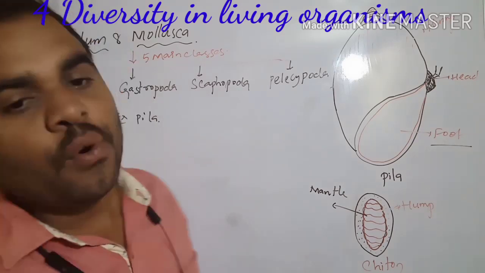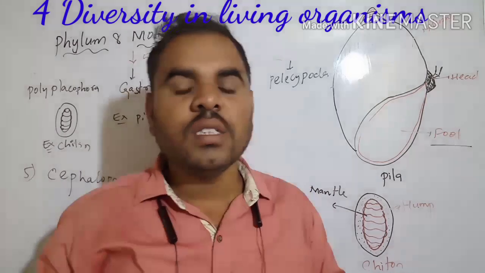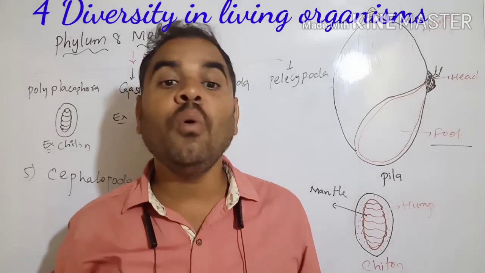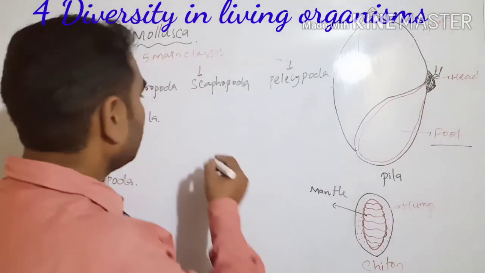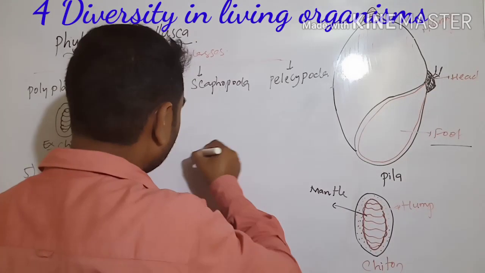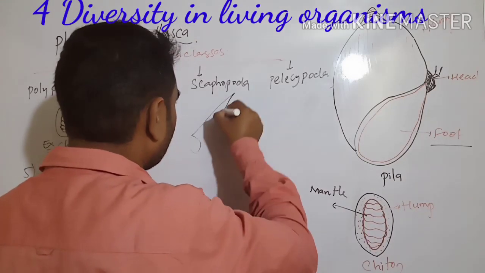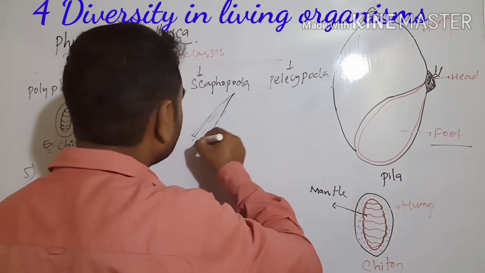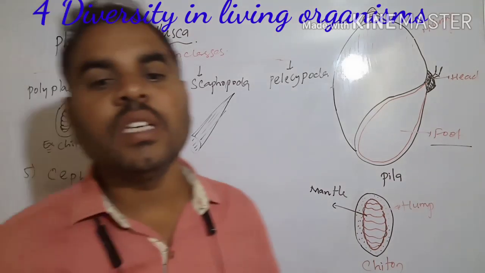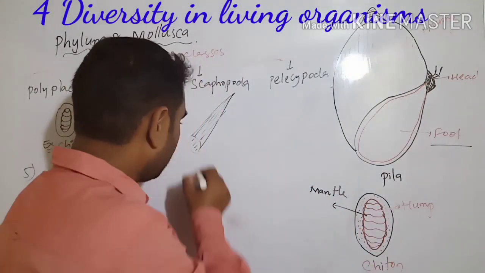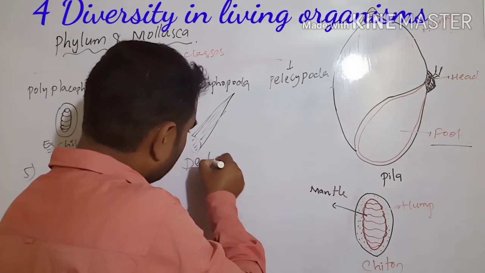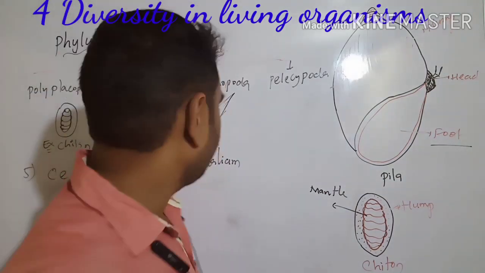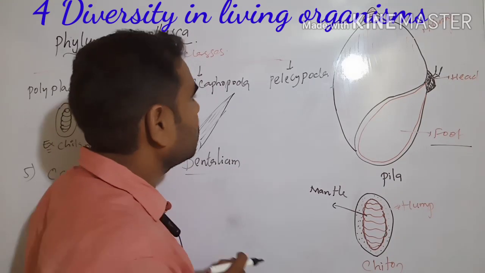Next, Scaphopoda. What is Scaphopoda? It is a tusk-like tubular shell open at both ends. The example is Dentalium.